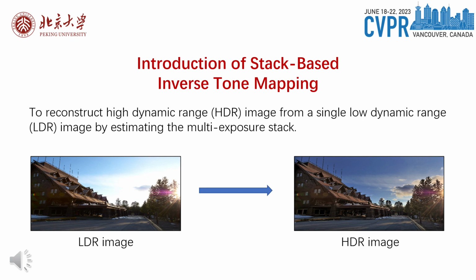Inverse tone mapping aims to reconstruct a high dynamic range (HDR) image from a single low dynamic range (LDR) image by estimating the multi-exposure stack. The generated HDR image also restores the lost textures in the overexposed and underexposed regions of the input LDR image.